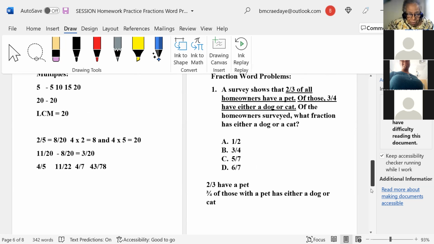Whenever you see something "of," remember I told you that means multiply. I forgot. 2/3 of, so you're going to take 2/3 of the ones who have a pet, which is 3/4. So you multiply 2/3 times 3/4. What does that give you, Mercedes? What's 2/3 times 3/4? What is that equal to?